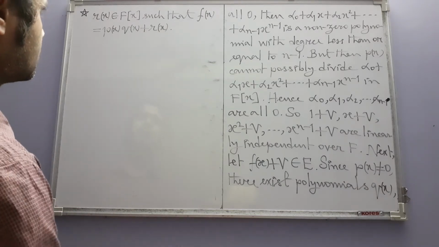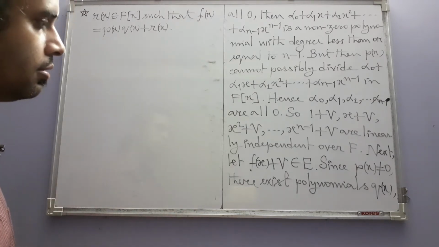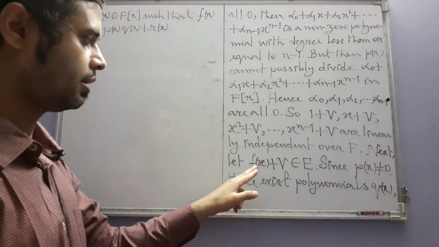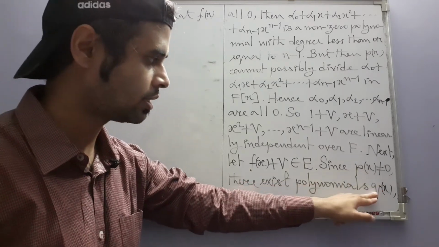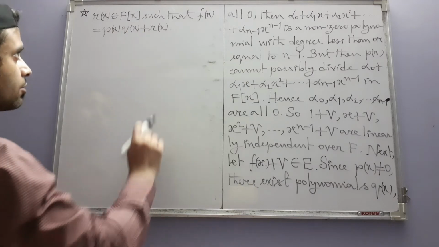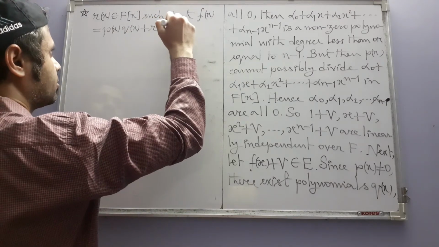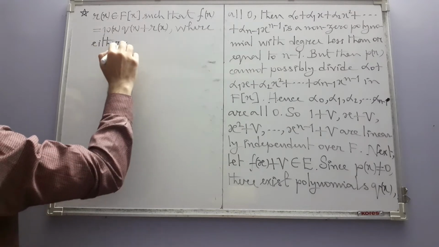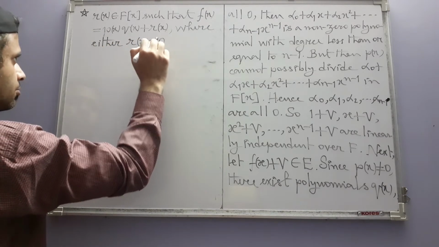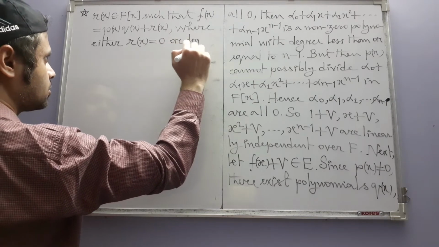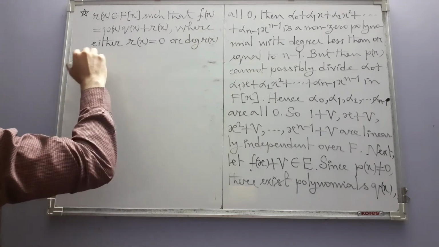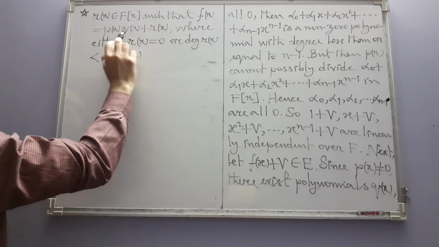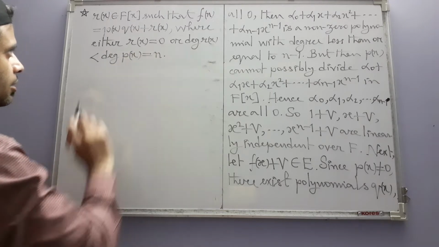Okay, and what have we done here? We have just simply used the fact that our F[x] is a Euclidean ring, so we can divide any polynomial by a non-zero polynomial to get a quotient q of x and a remainder r of x, where either r of x is the zero polynomial or it is non-zero, and in that case its degree is strictly less than the degree of the divisor polynomial p of x, which is n.